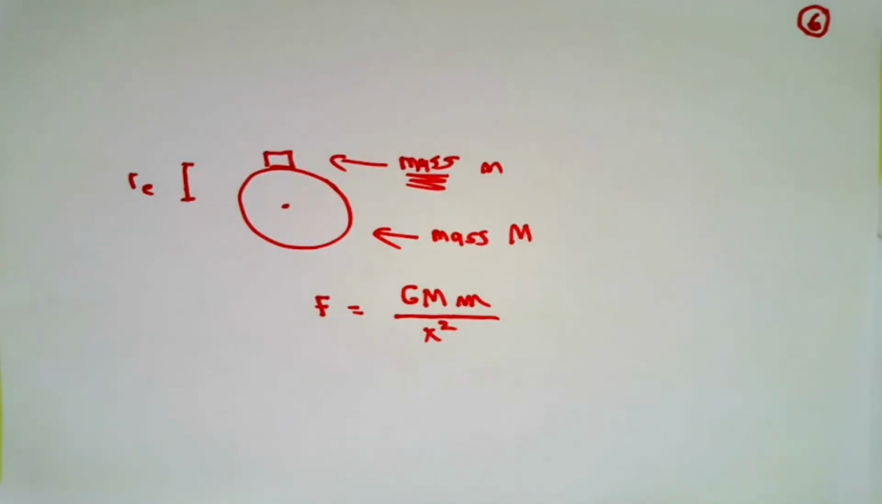Weight is the response to gravitational fields. Weight is a force. On the other hand, mass is a measure of the amount of matter that's in an object. So if I take an object on the surface of the Earth, it has a certain weight, and it also has a certain mass.